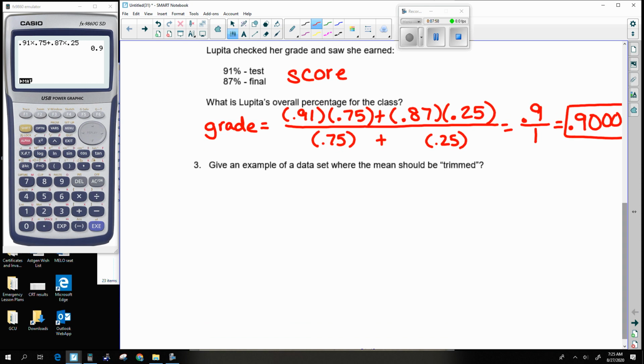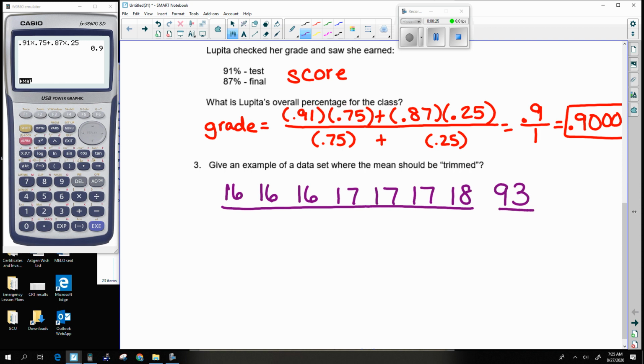Give an example of a data set that should be trimmed. So again, this is when I think of like a high school class. There's all these teenagers, right? And then there's the teacher, right? So when you write an example, make just one weird number. Don't make multiple weird numbers. Don't make super lows and super highs, things like that. So put all of the numbers in one kind of category and then just one weirdo number.